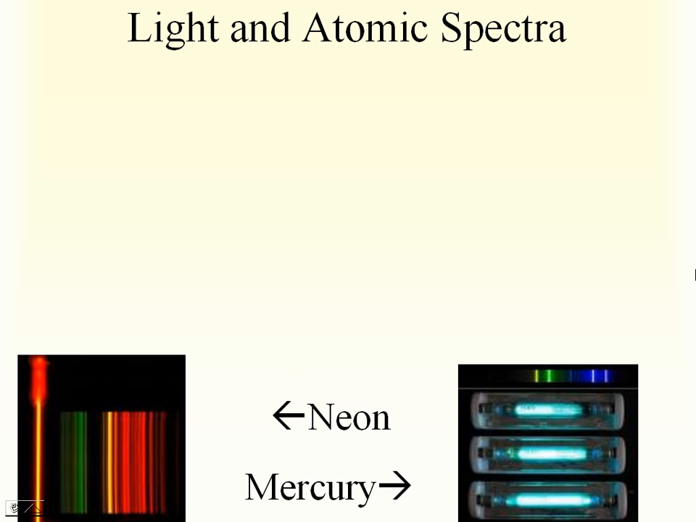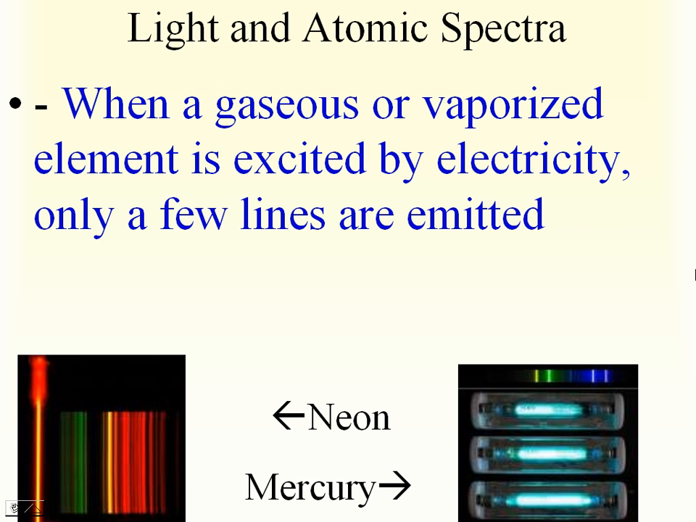Light in the atomic spectrum. When a gaseous or vaporized element is excited by electricity, only a few lines are emitted. This would be the atomic spectra for each of the elements that are electrified. Here we have two examples. We have nitrogen, and this is nitrogen's atomic spectra. You can see all the different wavelengths of light that make it through. And we have mercury's atomic spectra.